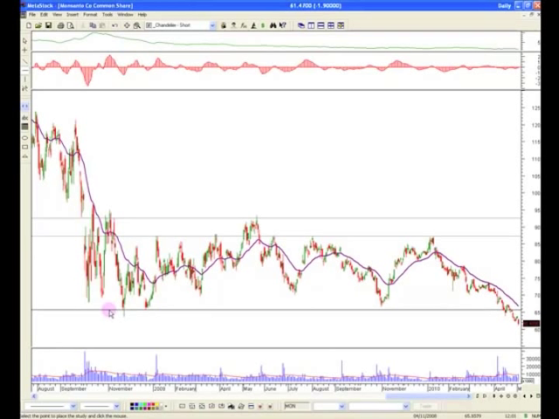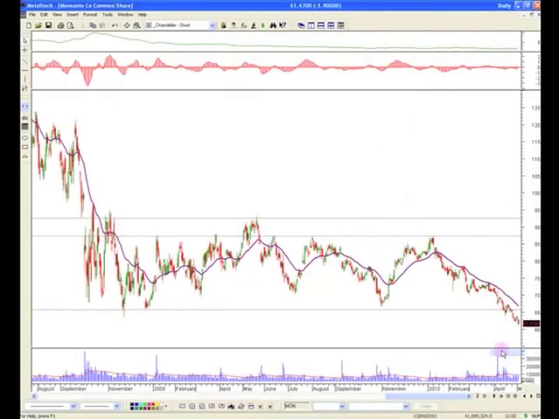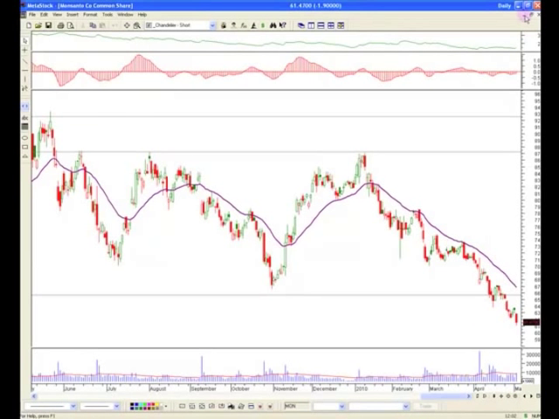Okay, so you can see there's a bit of support around that level where it's touched, and it has broken through. So let's have a look at the weekly chart. Clearly broken through there, so that's clearly in a downtrend. So I'm going to minimize that one, and I'll come back and have a look at it.